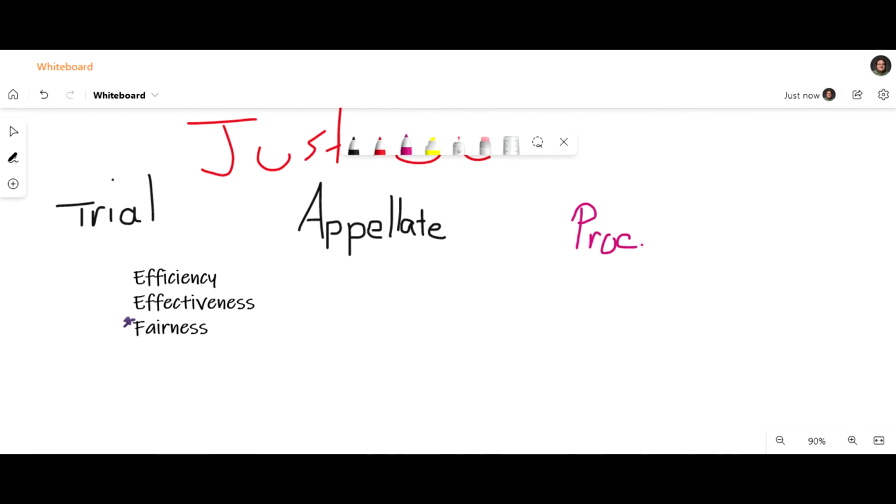And yes, I changed up the color because I want it to be known that we're talking about the process.